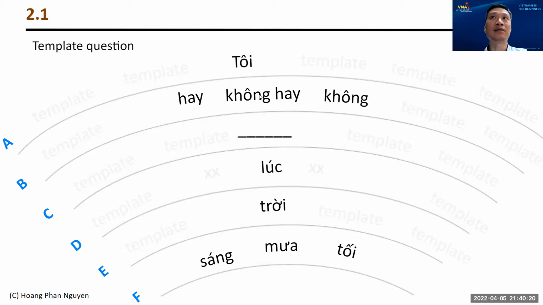You say tôi ăn cơm, obviously I eat rice. You can just add không. Tôi không ăn cơm, I don't eat rice. Tôi không ăn kem, I don't eat ice cream, and so on. So the word không is very easy to use.